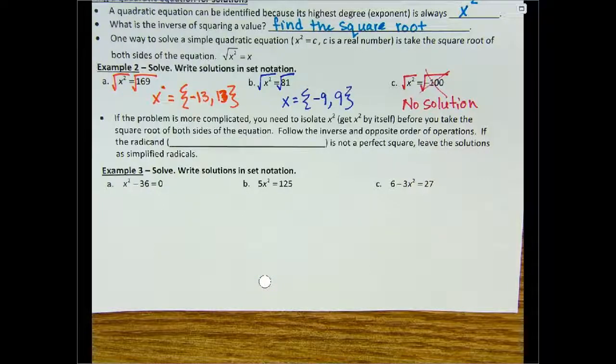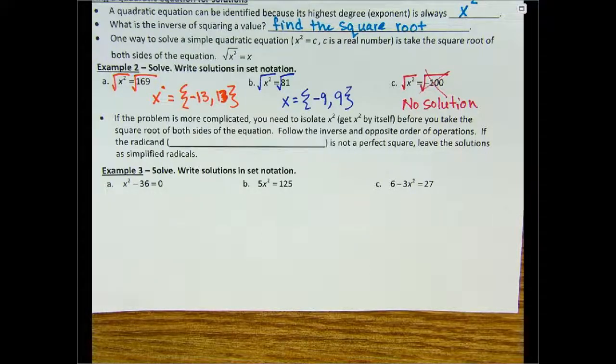All right, let's keep going with our 9.6 notes. So we've seen how to solve some really simple, just take a square root kind of problems, but sometimes the problems will be a little bit more complicated, so we'll need to isolate the x squared, which just means we want to get the x squared by itself before you take the square root of both sides of the equation. Follow the inverse and opposite order of operations.